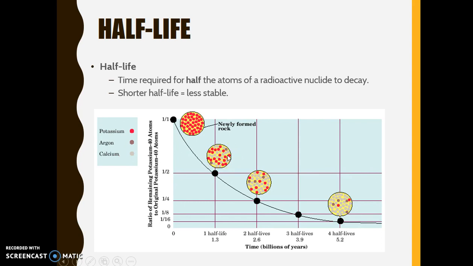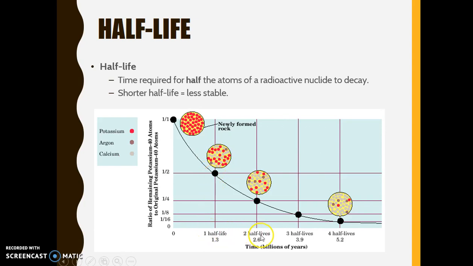Sorry about that. So at 0 time, so 0 billions of years, okay, this is a newly formed rock. Most of that rock is made of potassium. One half-life goes by, which in this case, the half-life is 1.3 billion years. And now our rock consists of about 50-50, half potassium, half argon, and half calcium, I'm sorry, and a little bit of argon is starting to show up as well. So that calcium is decaying into argon.